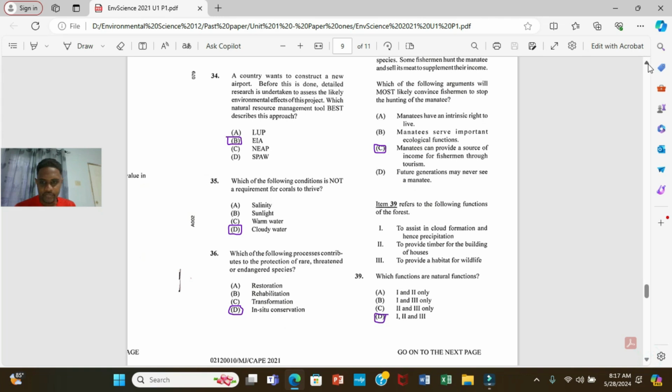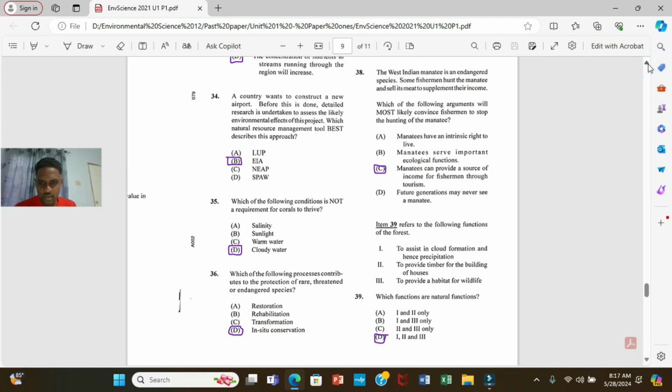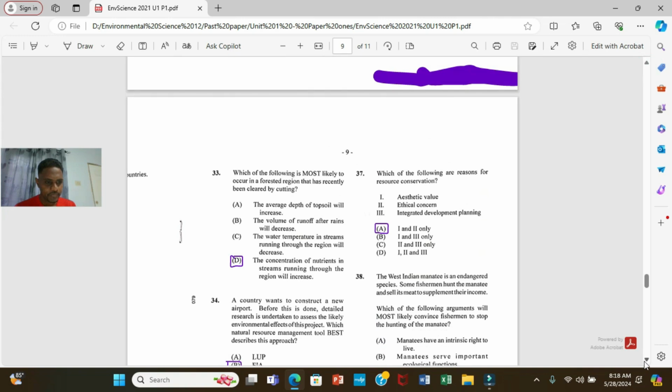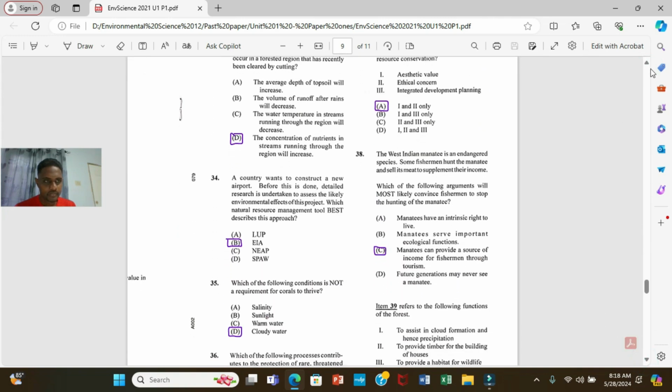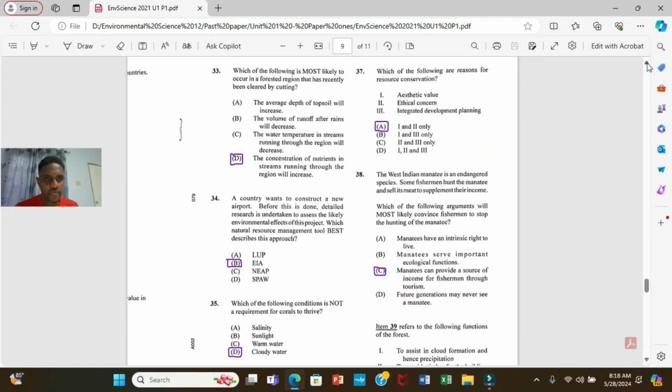36. Which of the following processes contributes to the protection of rare, threatened, or endangered species? And that would be D, in situ conservation. 37. Which of the following are reasons for resource conservation? And the answer is A, 1 and 2 only. 1, aesthetic value and 2, ethical concern.